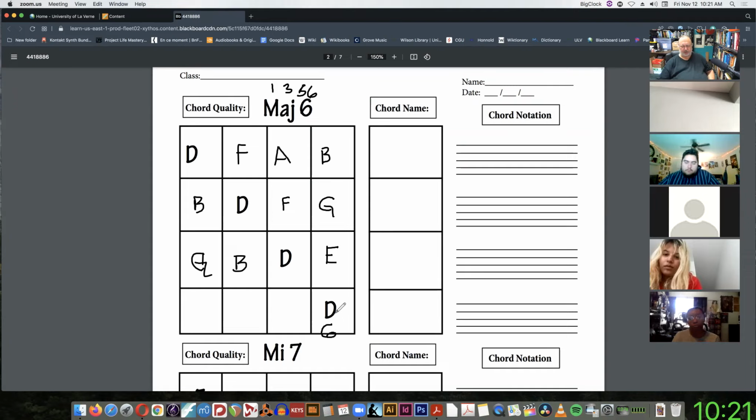So if D is the 6, what's the 7? 7's going to be E, right? So if E is a 7, we need to calculate F, A, C, E, right? So D is a whole step above C. Does that make sense how I did that? I went to the 7 first, and then calculated the chord from the tertiary spelling, and then now we have the D as our 6th.